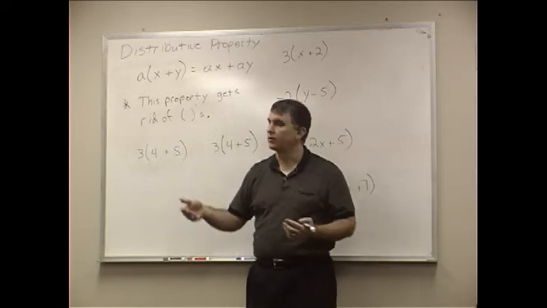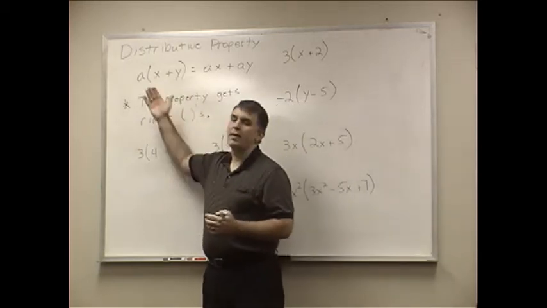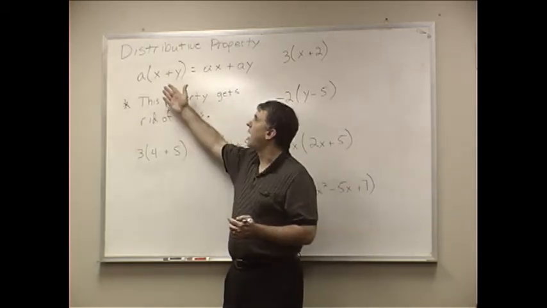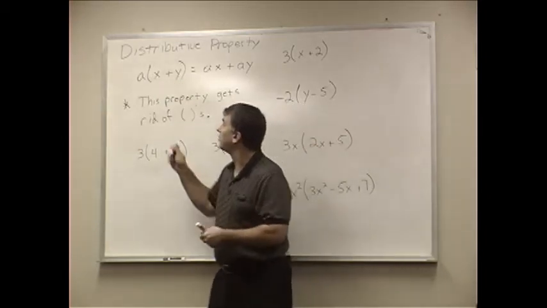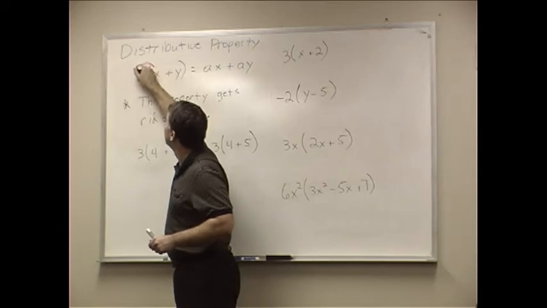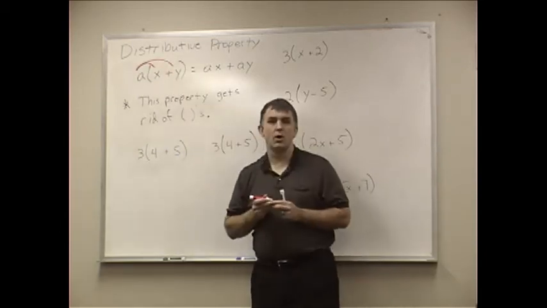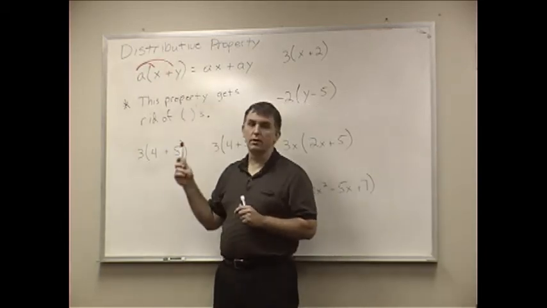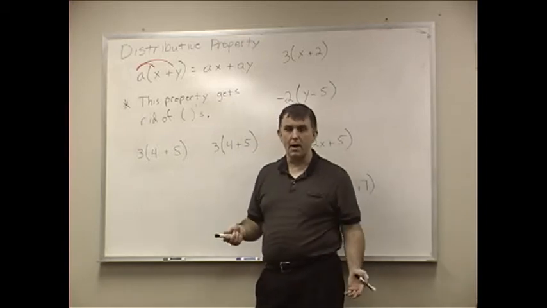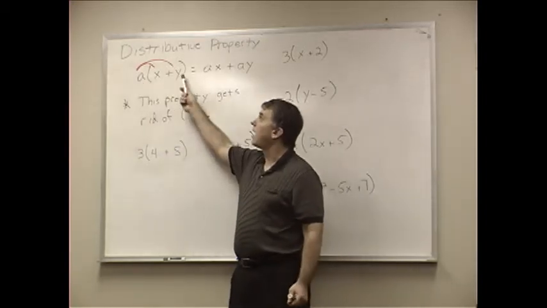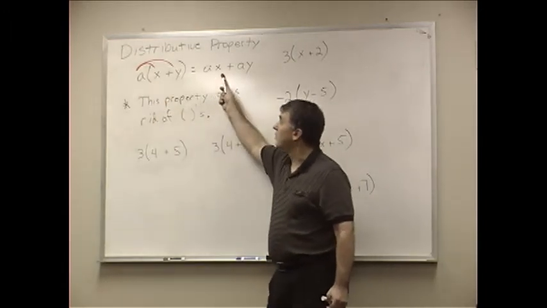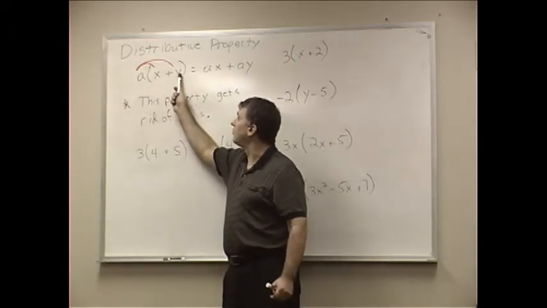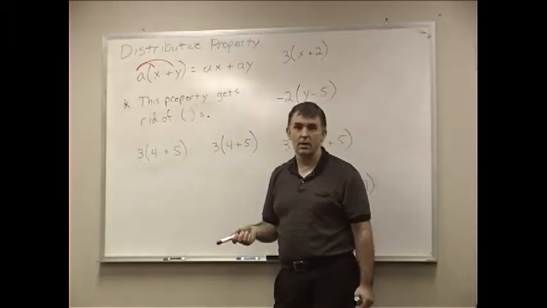In words, you take what's on the outside and you multiply it times everything on the inside. In essence, you'll see me make these little rainbows above it every single time because it helps me remember: take what's on the outside, multiply by what's on the inside. So a times x, there's ax; a times y, there's ay.